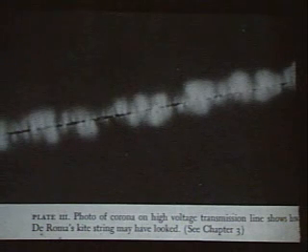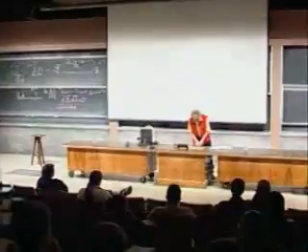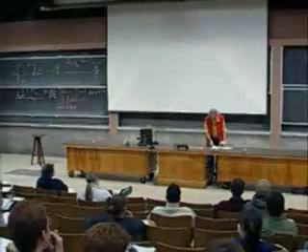Benjamin Franklin did quite a bit of experiments at night with kites near thunderstorms. Dangerous business, by the way. So you see that these high voltage power lines can go into a corona discharge.